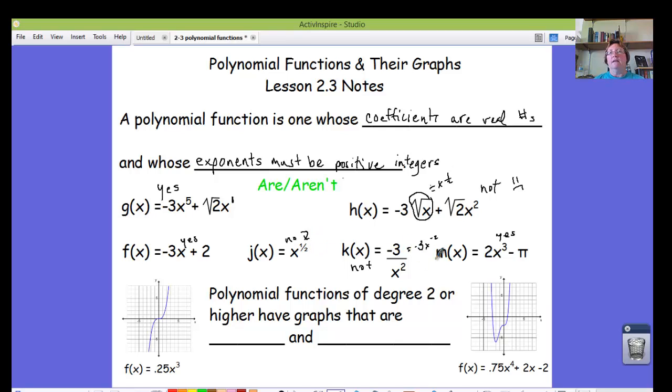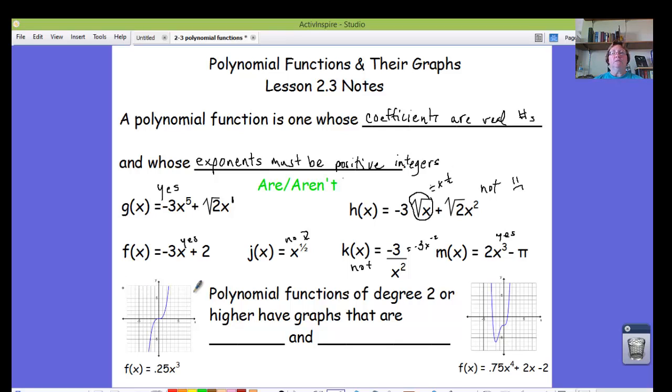Here, not a polynomial function. Even though it shows this x squared, that is positive, the exponent is positive down there in the denominator. If you were to write this all on one floor, like if you were to simplify it, this is the same thing as -3x to the -2nd, and that is not a positive integer, so this is not a polynomial function. The last one is a polynomial function. The exponent is fine, and the coefficient is a real number, so we're good there.